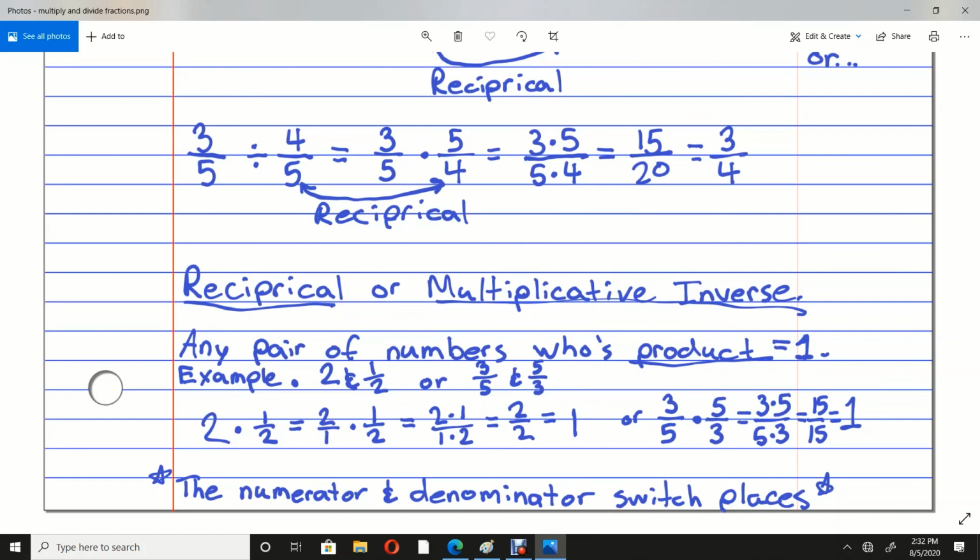All right, so our example here, we have 2 and 1/2. Okay, let's just start with that example. So we multiply 2 times 1/2, we get 2 over 1 times 1 over 2, which is 2 times 1 over 1 times 2, which is just 2 over 2. You get it. And then 2 over 2 equals 1. So when we multiplied 2 times 1/2, we got 1. So they are reciprocals of one another, multiplicative inverse of one another.